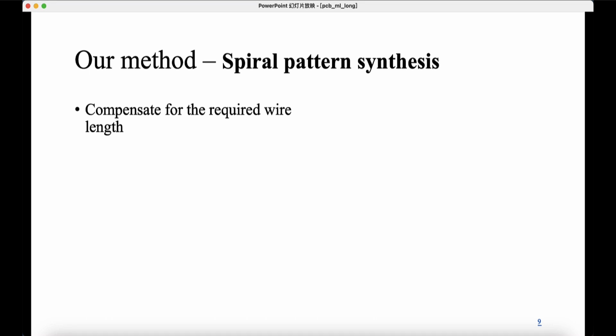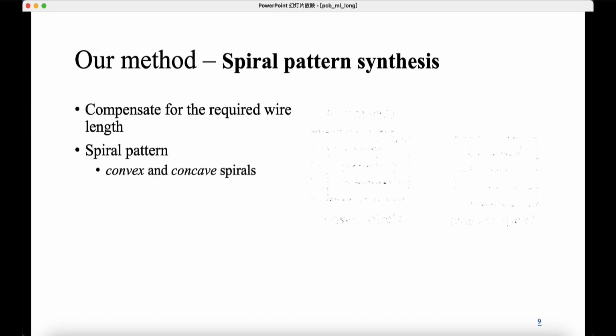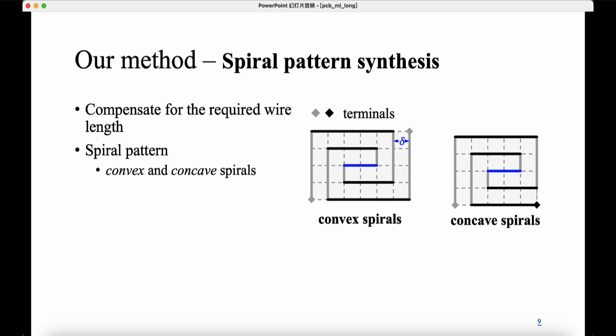After determining the currently considered wire's main path, we add spiral delay lines to compensate for the required wire length. As the orientation of the spiral's terminals can be either at opposite corners or on the same edge, we define two primary spiral types, convex and concave spirals. Taking advantage of the rectangular form of the spiral's outer frame, we propose to use the spirals to fill in the nooks and crannies of the free routing area.